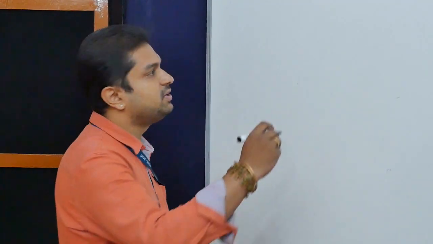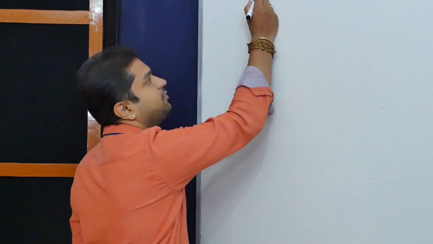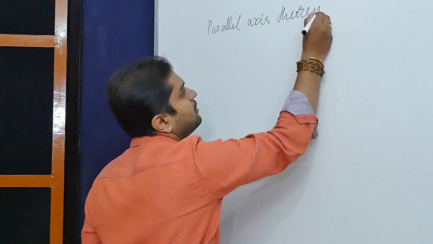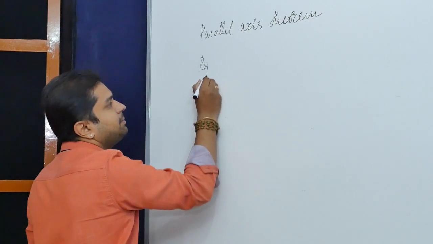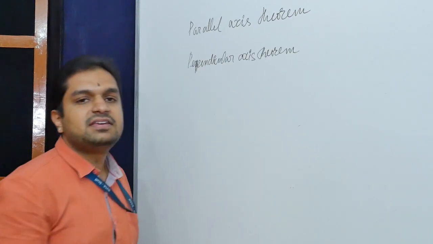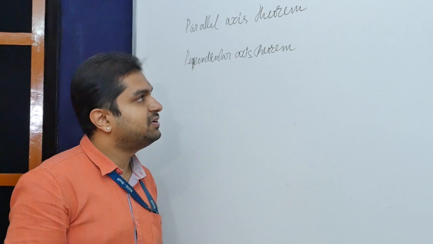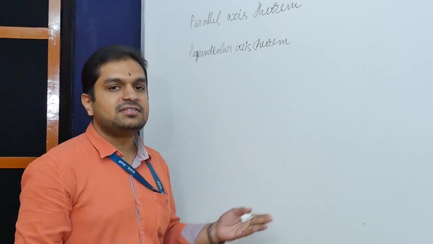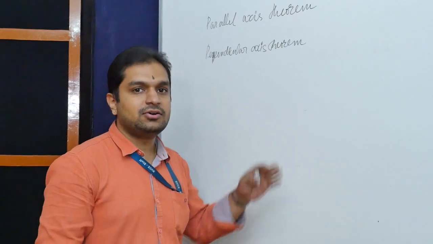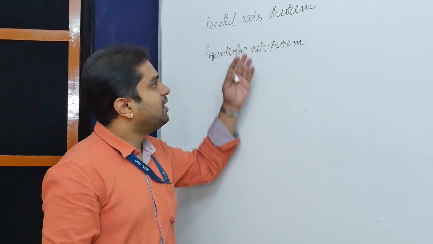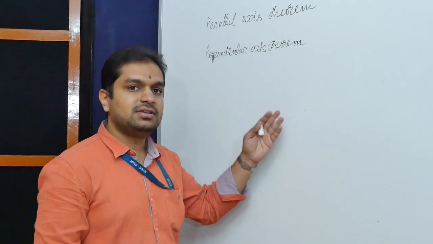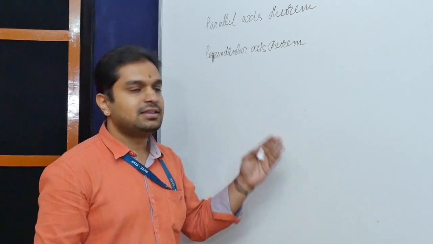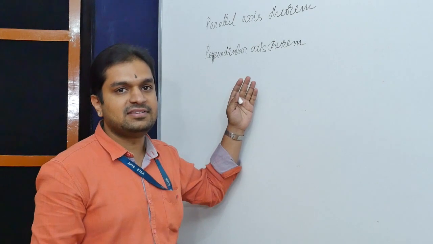We shall now proceed with the two important theorems related to the moment of inertia. One is called the parallel axis theorem, and the other is called the perpendicular axis theorem. The basic aim of these two theorems is that when we find the moment of inertia of a body, it is not essential that the reference axis coincides with the centroid of the whole given area. In that case, we have to utilize certain theorems to find the moment of inertia about an axis which is away from the centroidal axis of the given shape. We'll be using both of these theorems.